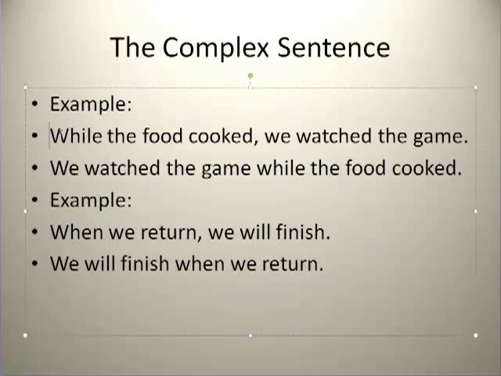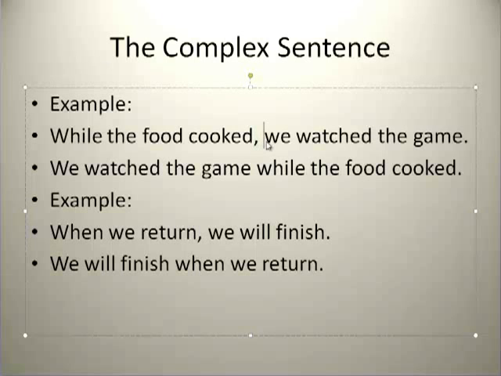In the first one, while the food cooked, this will be our dependent clause. Food is the subject, cooked is the verb, while is our subordinating conjunction. So this is a dependent clause. If we were to take out this comma and make this a period, we would have a fragment. This would be a fragment if we put a period right here.